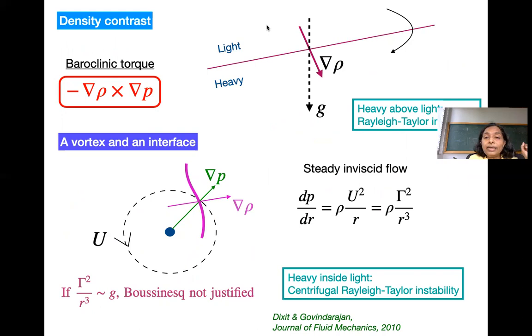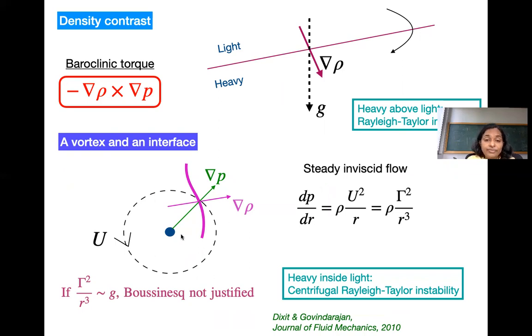Now, you know that in the conventional situation, whenever you have an object which I place like this, it's stable. But if I place a solid object like this, it will be unstable. It will topple, right? The same thing happens in fluids. So when you have light fluid on top of heavy fluid, density gradient is in this direction, pressure gradient is in this direction, and you get a baroclinic torque which stabilizes it. If you have heavy above light, you get the opposite.